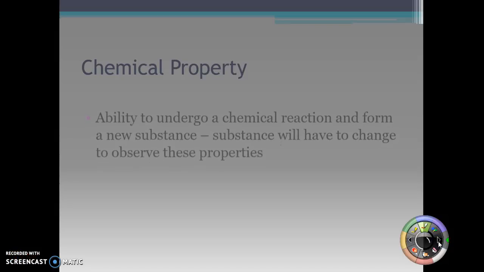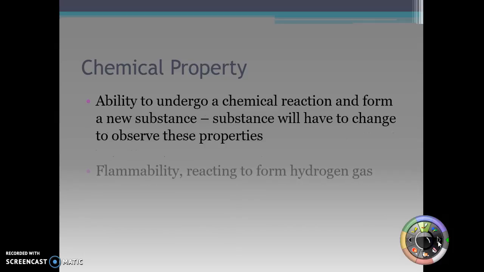Now, a chemical property is the ability to undergo a chemical reaction and form a new substance. That substance is going to have to change in order to observe those properties. Flammability, reacting to form hydrogen gas. In order to test for those things, you actually have to do a chemical reaction.